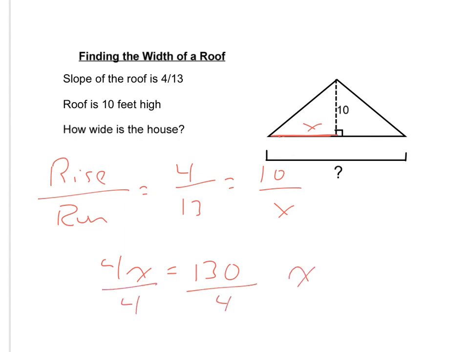So x is equal to 130 divided by 4, which is, don't tell me, 32.5. But now the total length of the roof is going to be 2x, so that's actually right back to 65. So there's the total length of my roof.